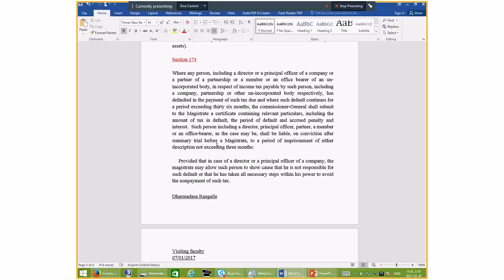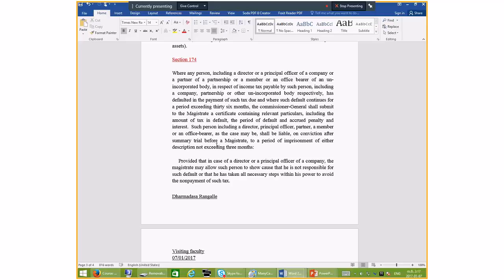If you read section 174, where any person, including a director or principal officer of a company, or a partner in a partnership, say here, any person: in the case of an individual, the individual is responsible. The director or principal officer of the company, or the partner, if it is a partnership, is responsible for making payment of default taxes.